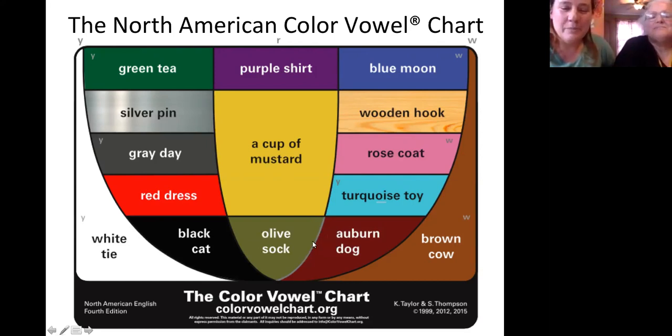So we had some solutions with Auburn and Dog, but purple shirt continues to be our main challenge, a healthy worry, or a point of inquiry that we're excited about.